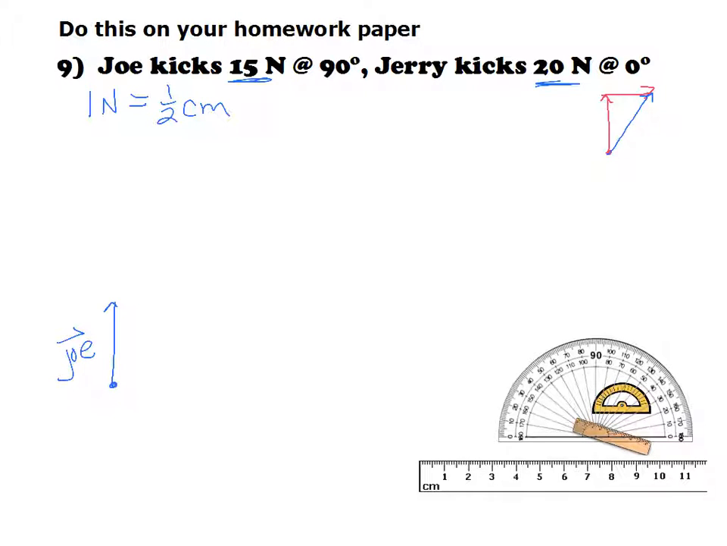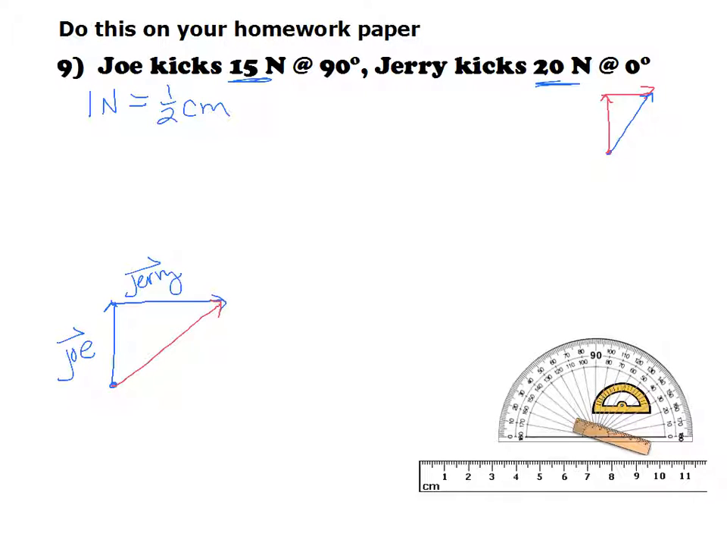And then tip to tail, I'm going to draw Jerry's vector, which is going at 0 degrees, but he's kicking it a little bit harder. So that vector is going to be a little bit longer. That's going to be 10 centimeters long. And I'm going to name it Vector Jerry. And again, you of course are using your tools to draw this out. Your resultant is start to finish. This resultant tells you what really happened with the ball.